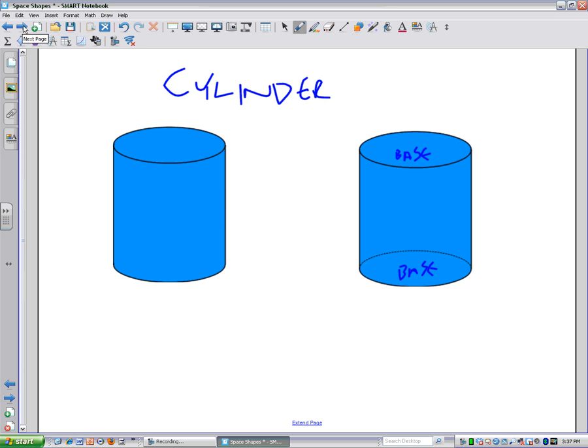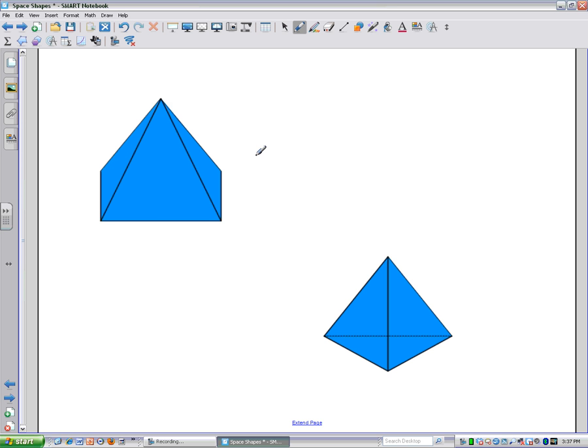All right, so cylinders. And then we have these. These are called pyramids. And I'm hoping no one's really surprised by this being called a pyramid, but what makes a pyramid is that they just have one base.